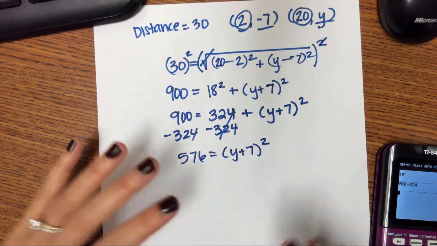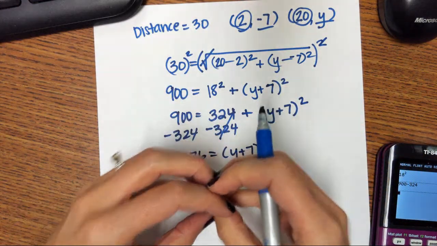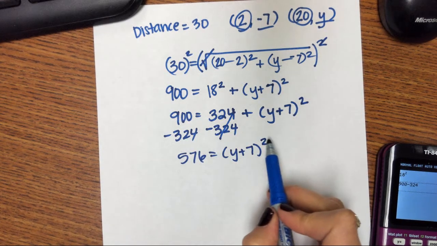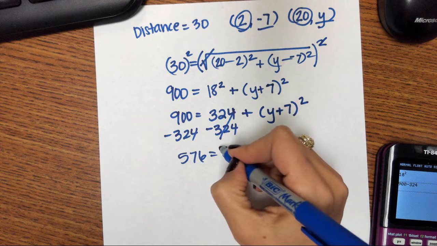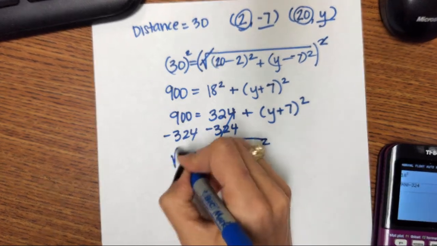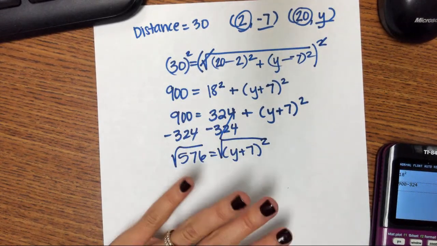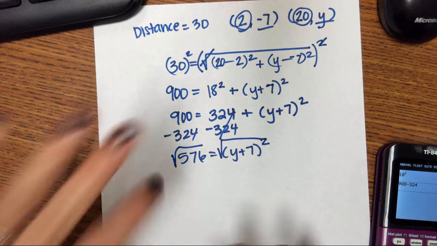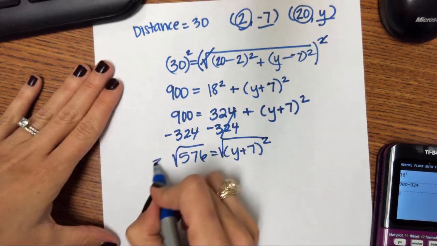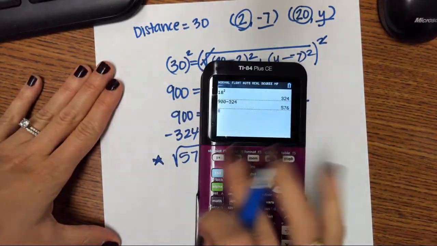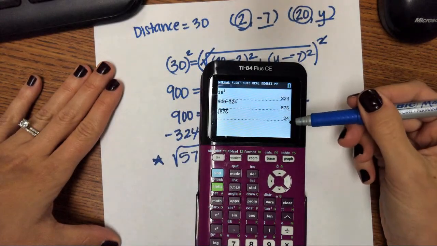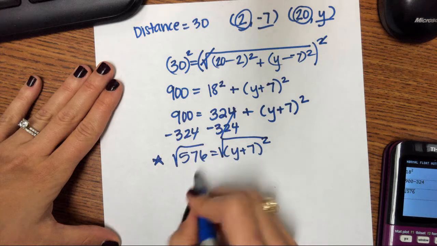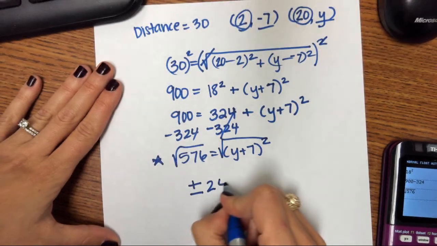Remember, when you're solving for a variable, you're working from the outside in. This is my biggest concern right here. I need to get rid of that squared. The way to get rid of that is square root both sides. Here's where two answers come. This is where you get two answers. It's right here at this step. The square root of 576 is not just 24. It's actually plus or minus 24.